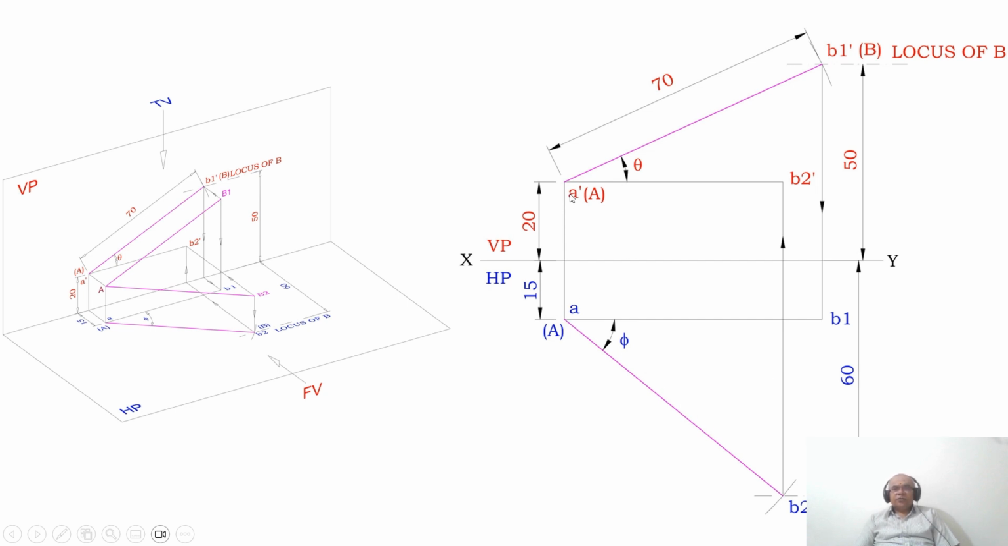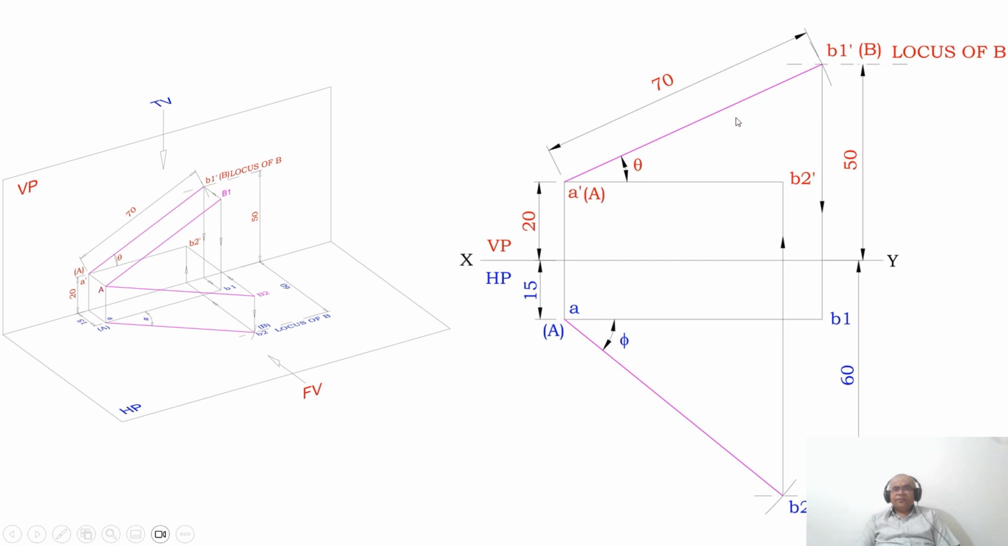Now what do I want? You know this is the front view true length. So you have A dash B1 dash. But to this I don't have the top view. Similarly, you know this is the true length in the horizontal plane. That means you have the top view for this, but to this I need to have the front view. You don't have the front view. So first we are going to start from the front view.